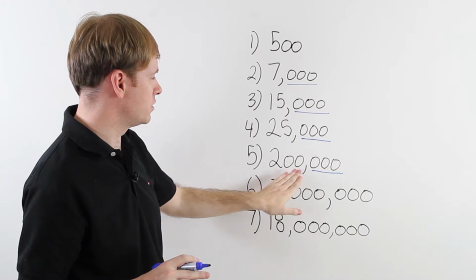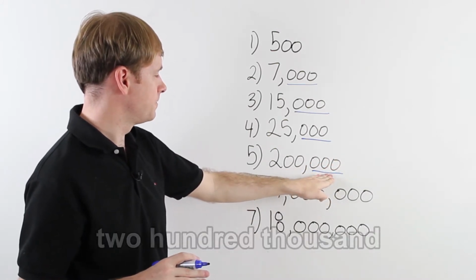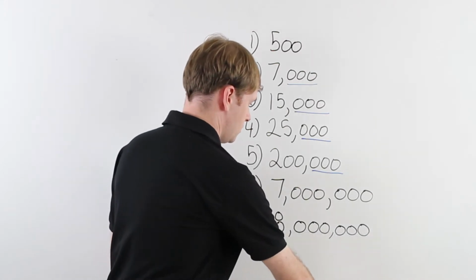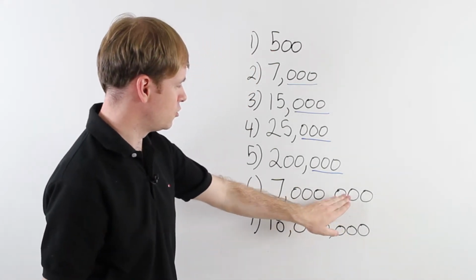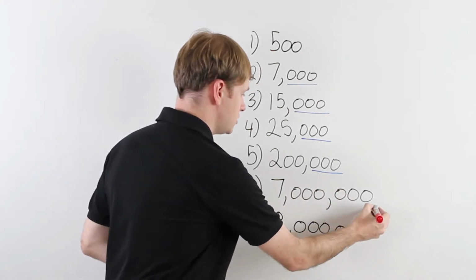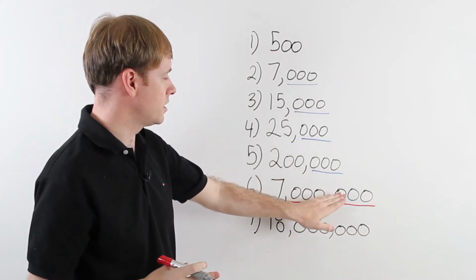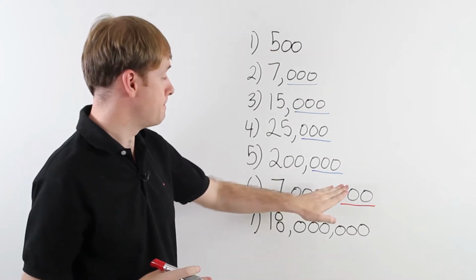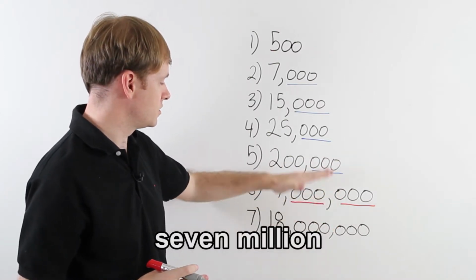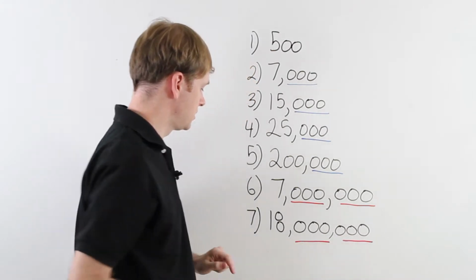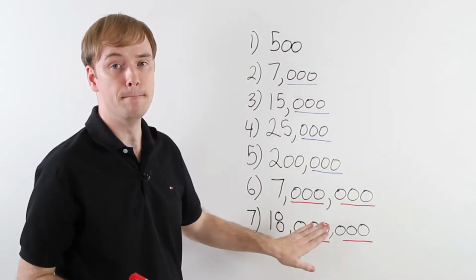Okay, 200,000. Let's go to a bigger number. Now, we have 3 zeros, 3 zeros. So this is no longer 1,000. This is now million. 7 million. Okay. Let's go to a bigger number. 3 zeros, 3 zeros, 18 million.